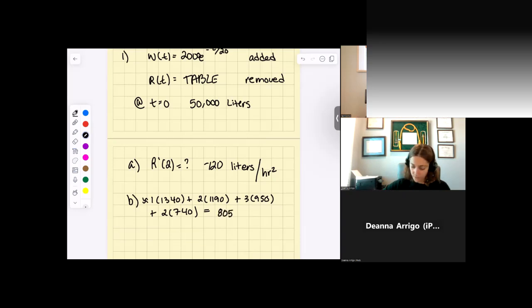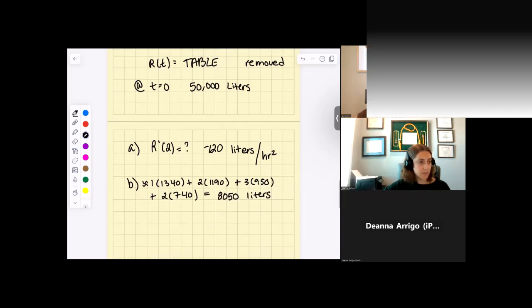8,050 units. Liters. That's correct. Okay. And is it an underestimate or overestimate, and why? An overestimate. Why? I think it's an overestimate because it's a decreasing function, since it's modeling a rate of taking water out. That's correct. So we had mentioned earlier, you're asking how do you know?